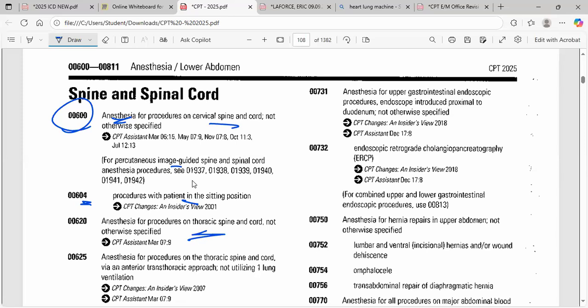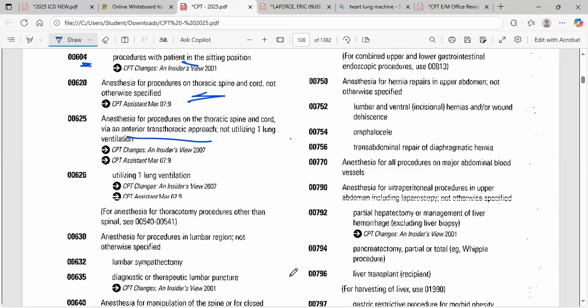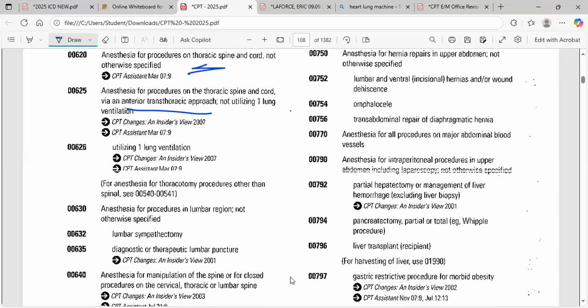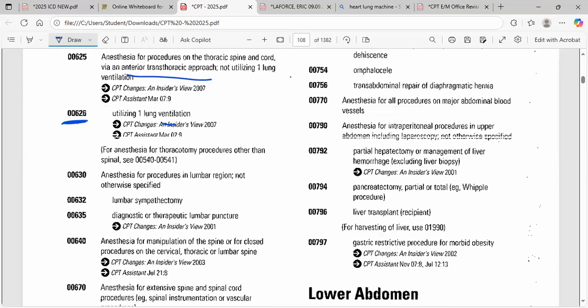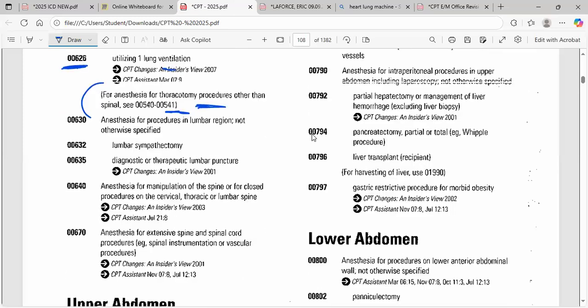And then this one is for the anterior transthoracic approach. So this code is used after the transthoracic approach. Then 00626, one lung ventilation. And if the anesthesia has been given for the thoracotomy procedure, we have to follow the 00541 series.